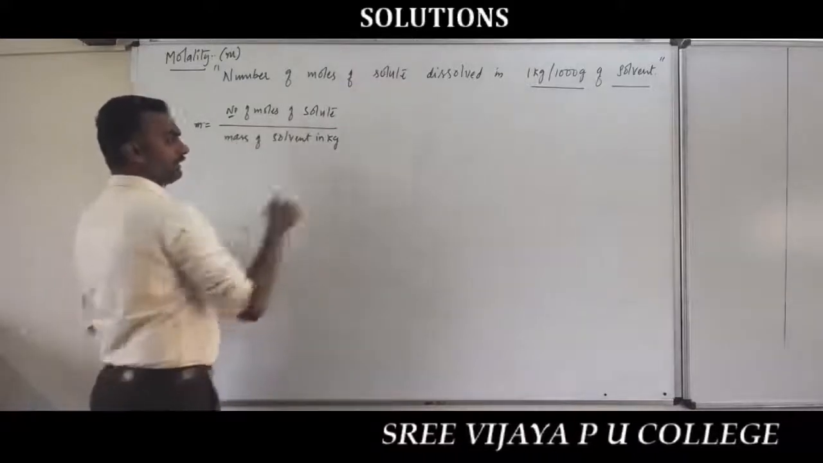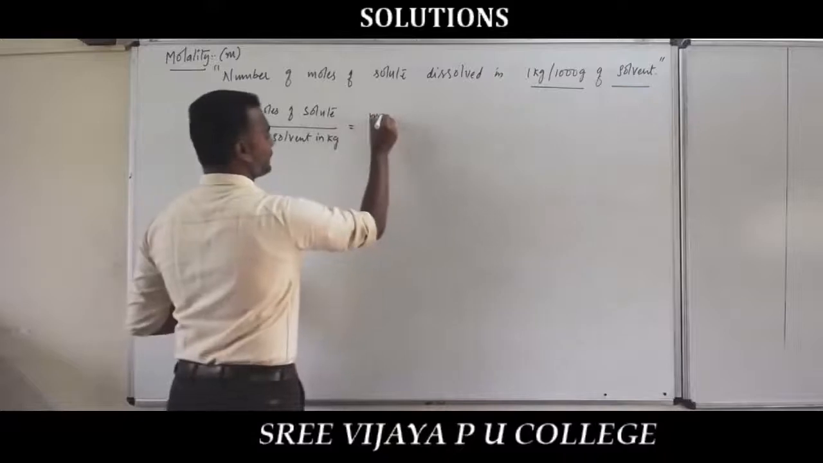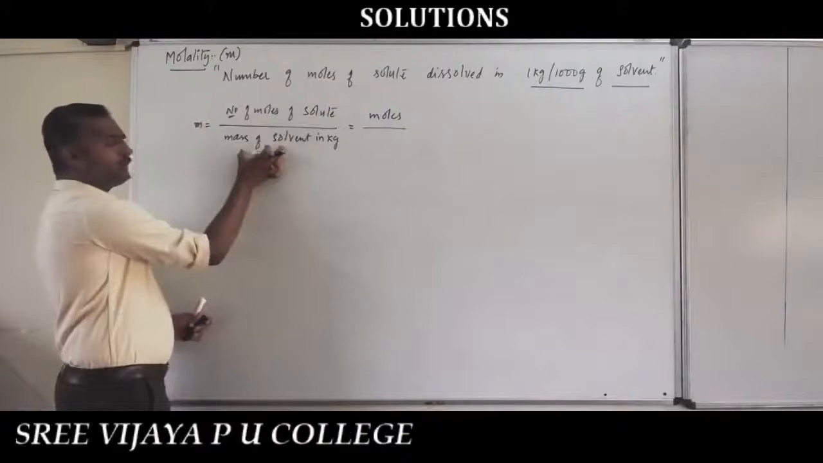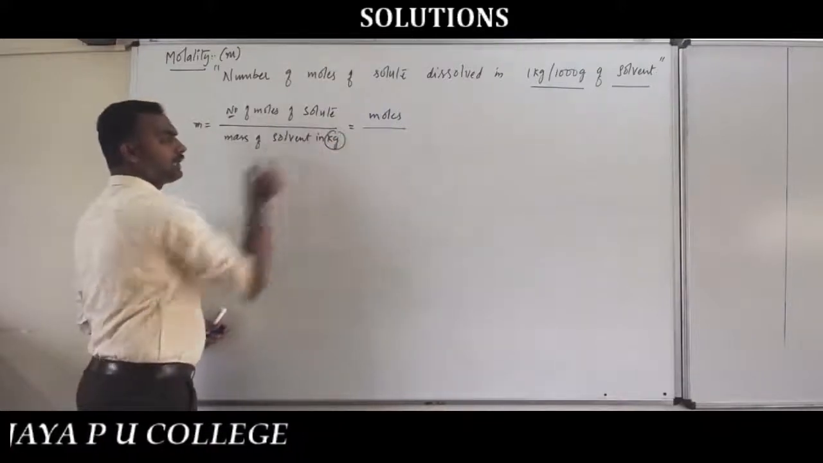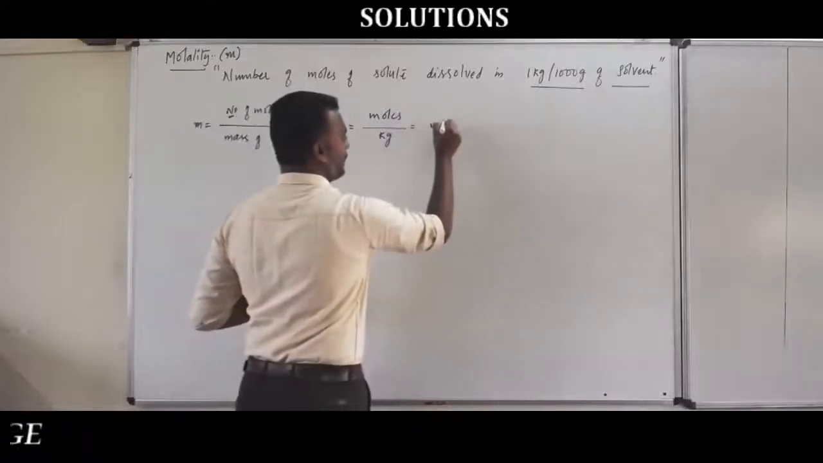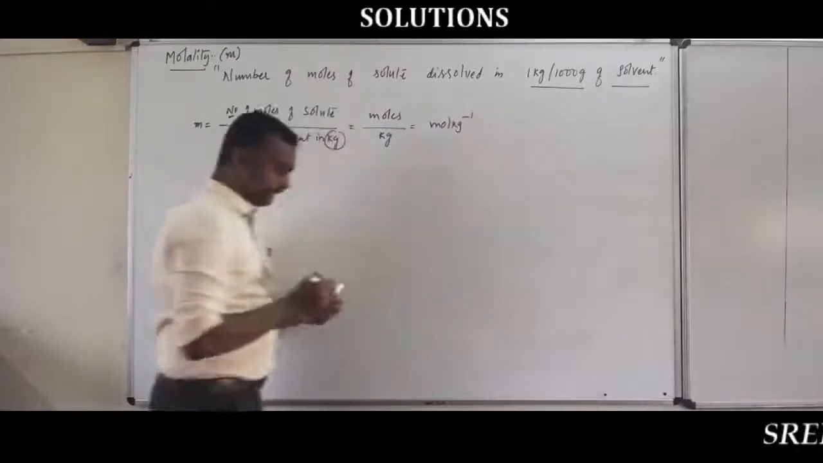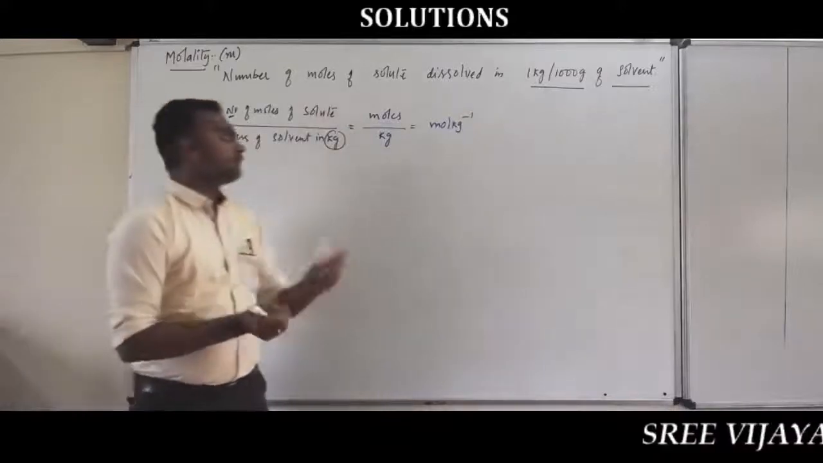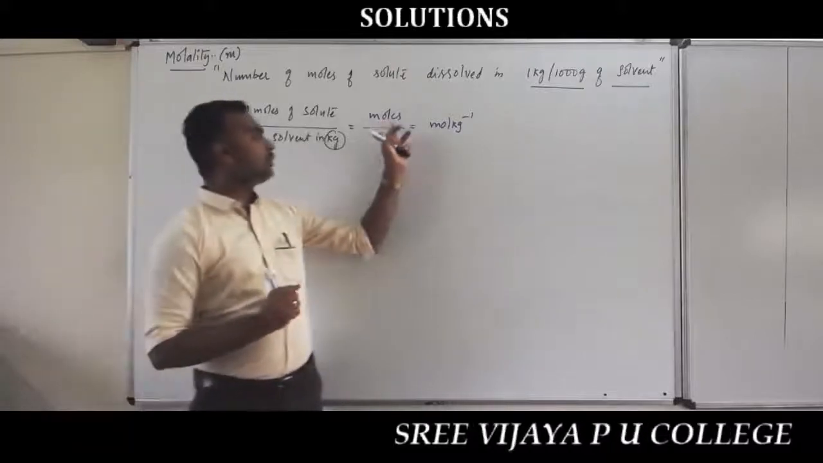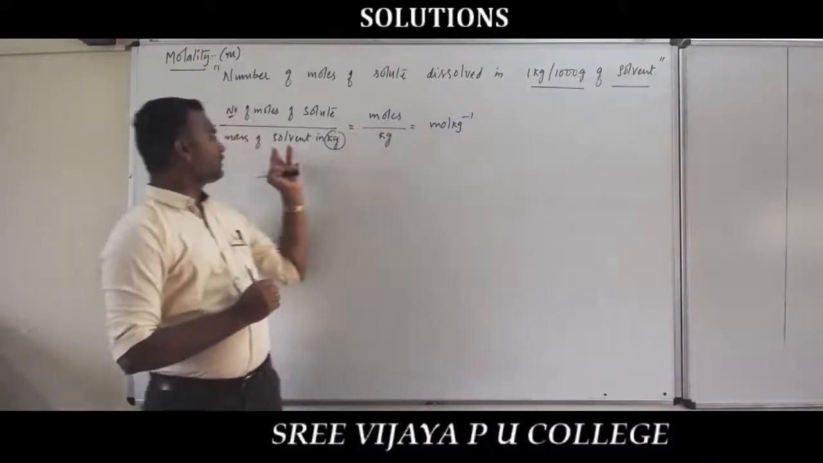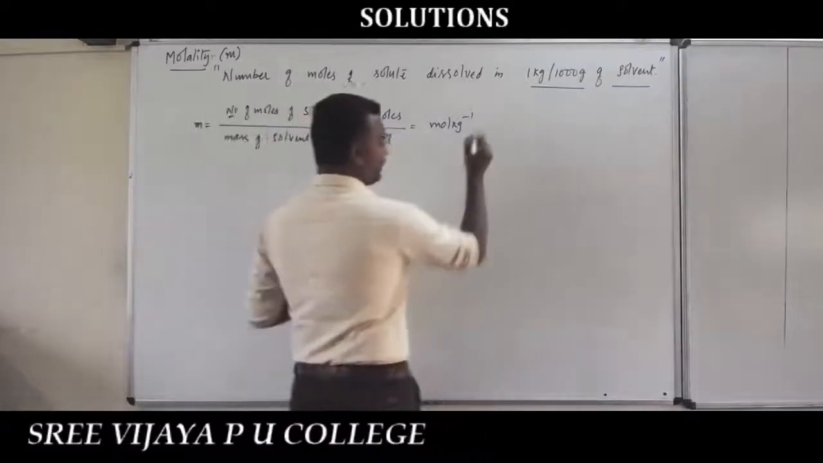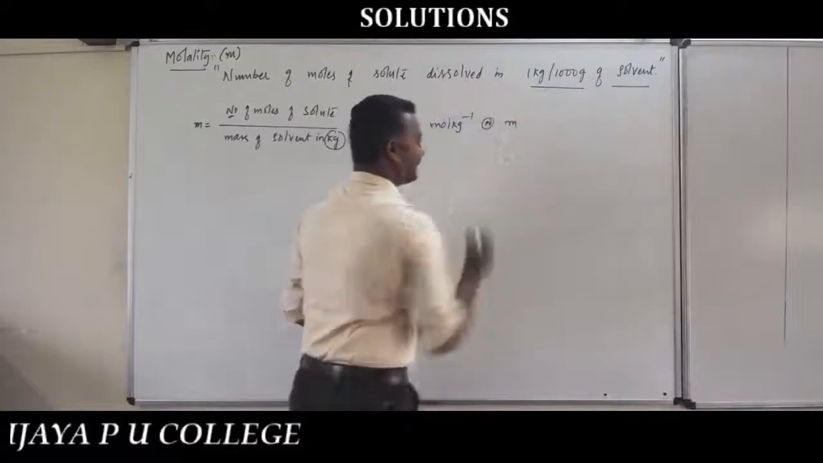As for the unit, the number of moles we mention as moles, divided by, in the denominator, the mass of solvent, which we take in kg. So the unit is mole per kg. That is the unit of molality. In the numerator we have taken moles, and the mass of solvent we take in kg, therefore the unit becomes moles per kg. Or sometimes it is simply written as small m.